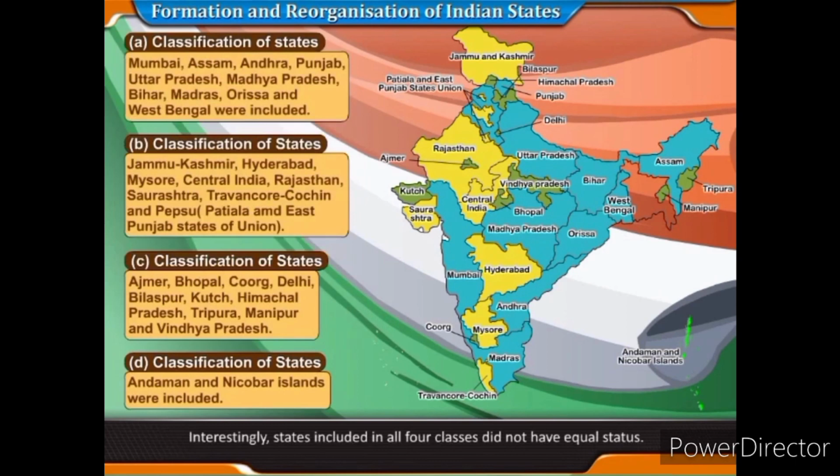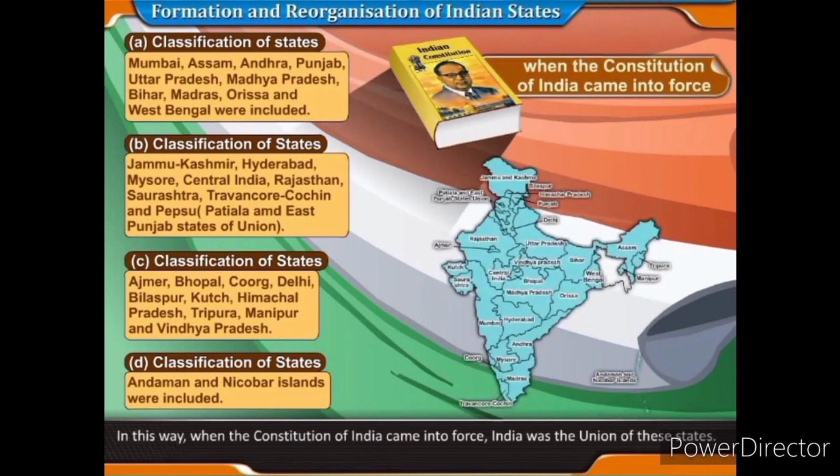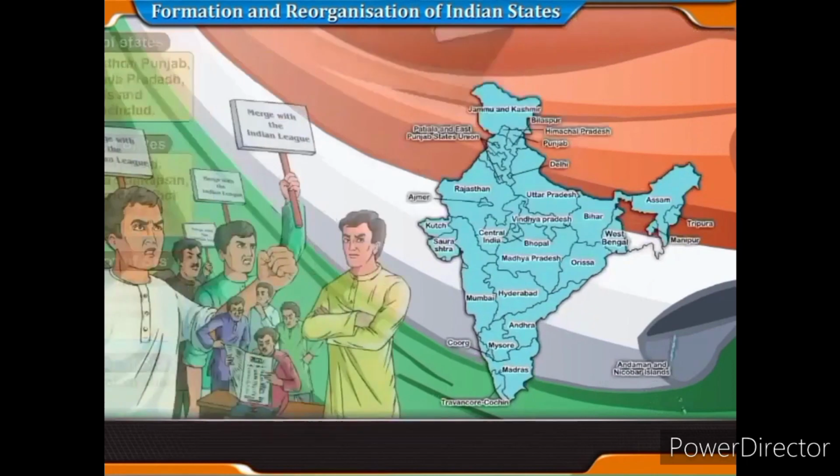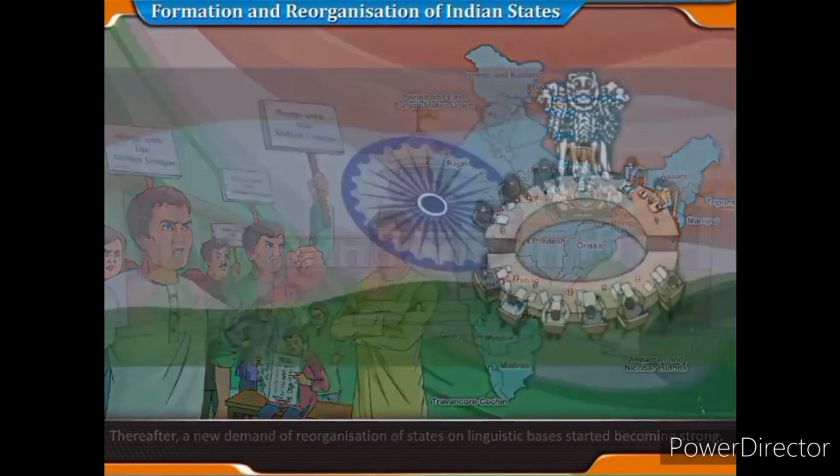Interestingly, states included in all 4 classes did not have equal status. However, they were inseparable parts of India. In this way, when the Constitution of India came into force, India was the union of these states. However, this proved to be a temporary arrangement. Thereafter, a new demand of reorganization of states on linguistic basis started becoming strong.